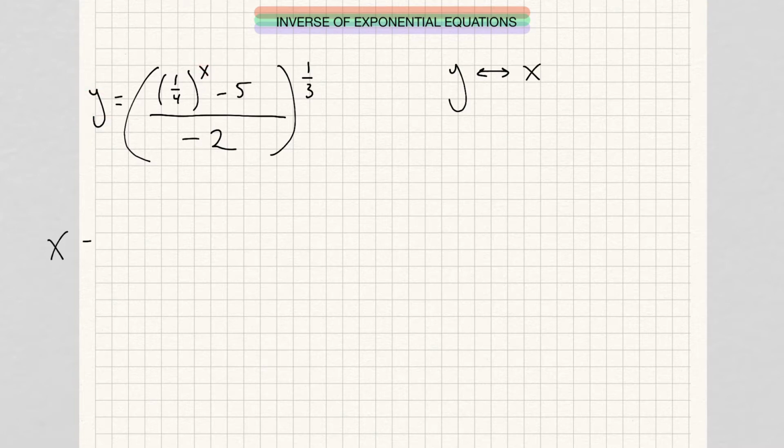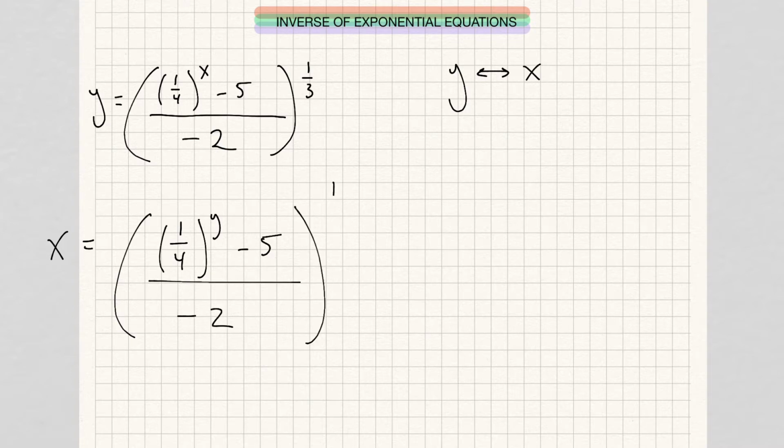We're going to say x equals 1/4 being raised to the y power minus 5 over negative 2, and all that being raised to the 1/3 power. Okay, this is step number one. Just simply swap out the x and the y. All right, and then the next step is you just want to simply solve for y.